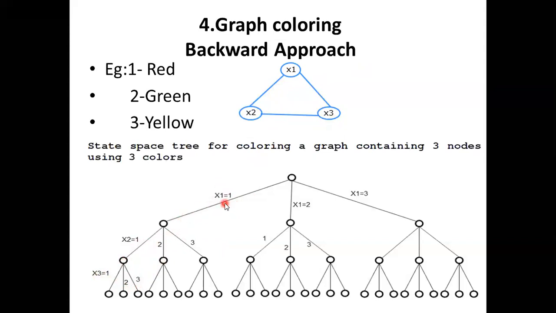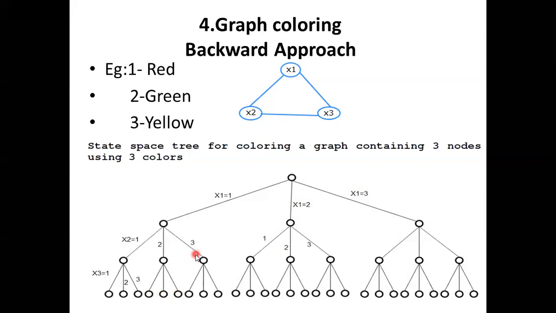See here, x1 is red, x2 is green because x2 is equal to 2. Then what are the options for x3? x3 again has 3 options. x3 I can make red, x3 I can make green, x3 I can make yellow, right?